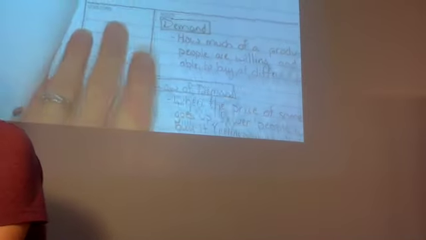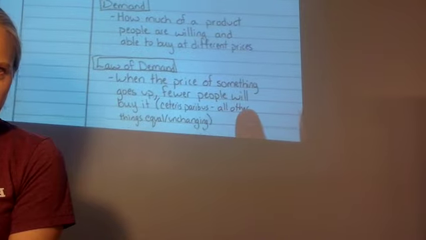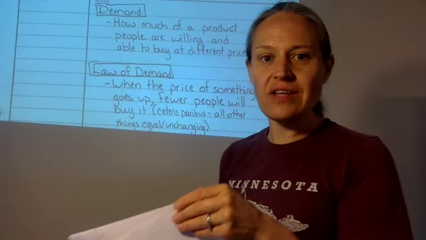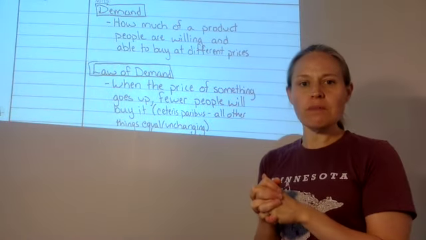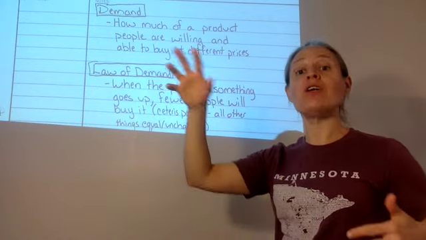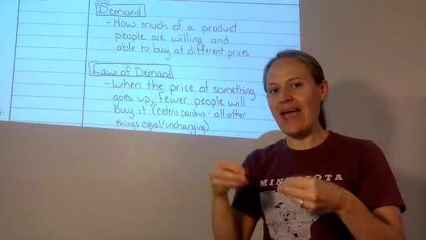So let's go on to page 2 of our notes, and we start out with our definition of demand. Demand is how much of a product people are willing and able to buy at different prices. So every product has a demand.